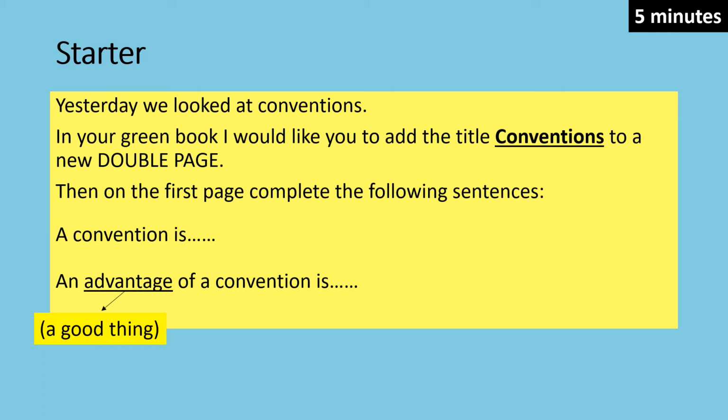Okay, so your starter for this lesson. Yesterday, we looked at conventions. In your green book, I would like you to add the title Conventions to a new double page, so you have two blank pages in front of you. Then on the first page, complete the following sentences: A convention is, an advantage of a convention is. This will take you roughly 5 minutes to get all that organised and completed.